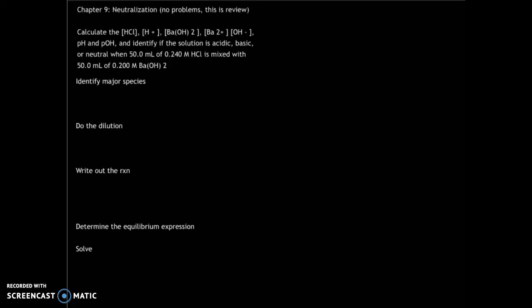Okay, chapter 9 is neutralization. We actually already did this in chapter 4, so this should be a refresher for most of us. If not, hopefully you can figure it out pretty quick.